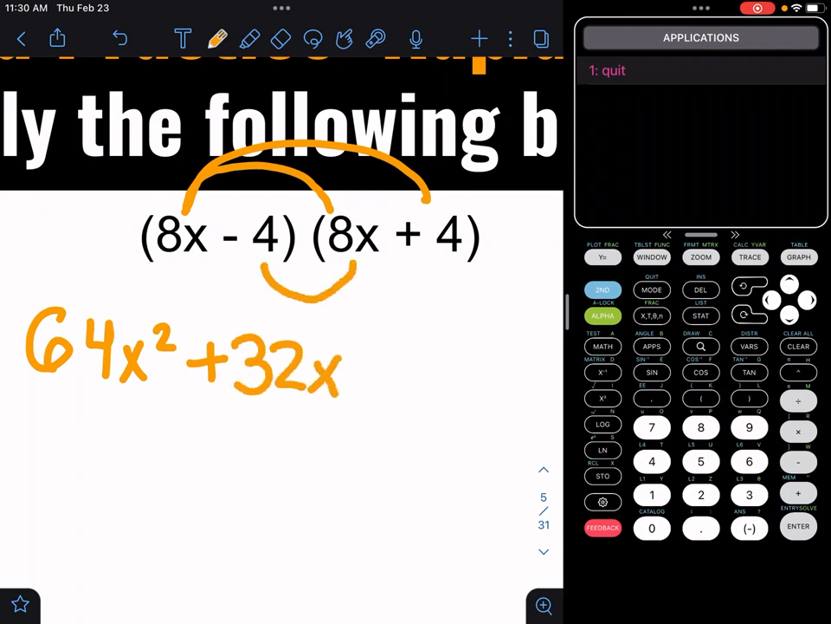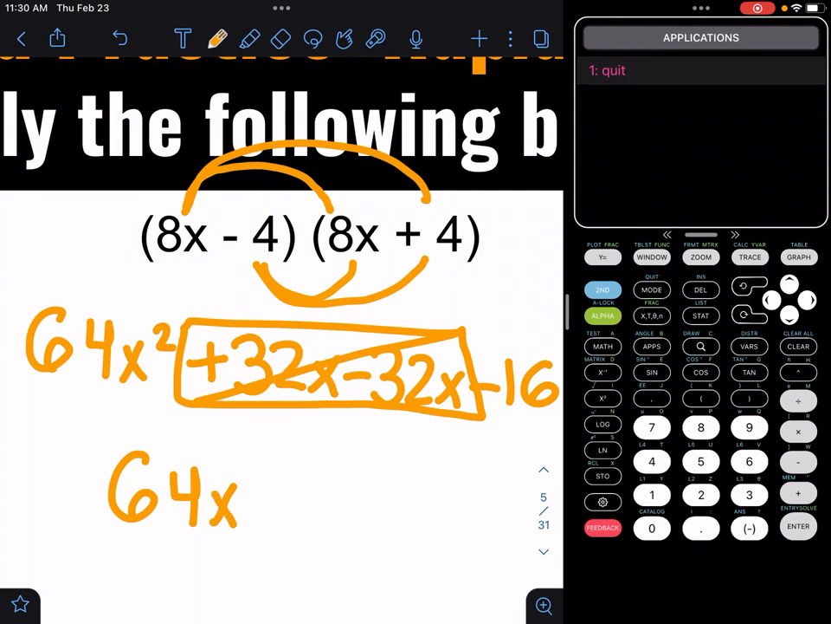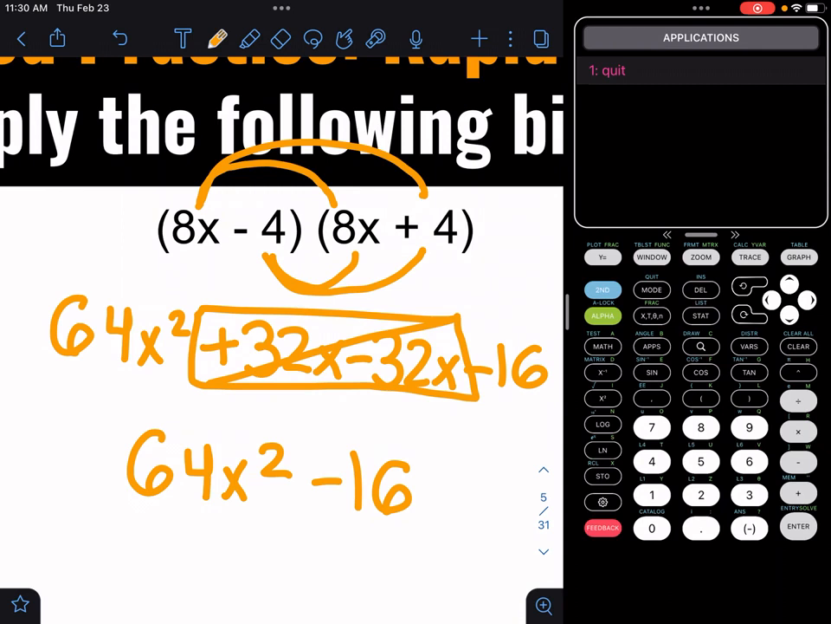Negative 4 times 8x gives us negative 32x. And negative 4 times 4 gives us negative 16. Which ends me up with 32 minus 32 just goes away. So I would have 64x squared minus 16. Something special about this 64 and this 16 are they are both perfect squares, because 8 times 8 equals 64 and 4 times 4 equals 16.